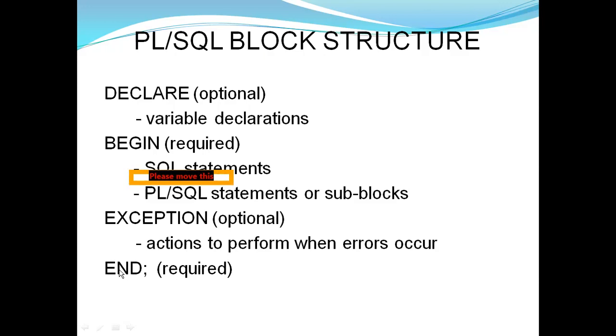Now, this is the structure of your block. In this structure, the declaration part is optional. Many times we don't want to declare any variable, so you need not use declare. You can start with begin also. Begin is a compulsory, required part. Then exception again is an optional part, and then end. So out of these four, you can see begin and end are compulsory. In between, you can write your business logic.